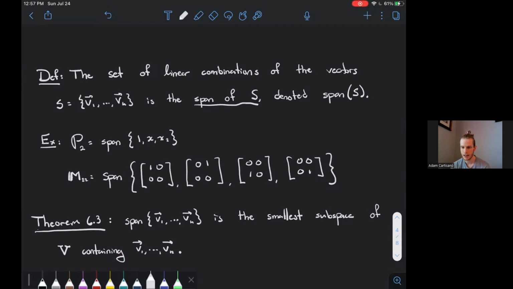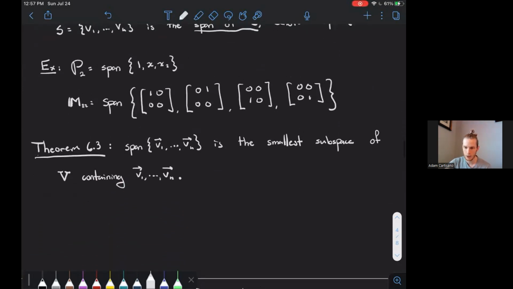Similarly, if you want to make any 2 by 2 matrix, you can just do that. A 2 by 2 matrix is like A, B, C, D. Do A times the first one, B times the second, C times the third, D times the fourth. The span of these sets of vectors is the corresponding vector space.